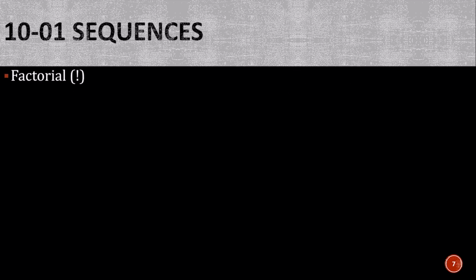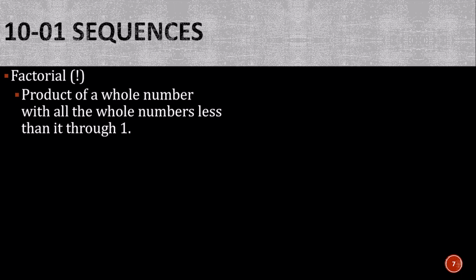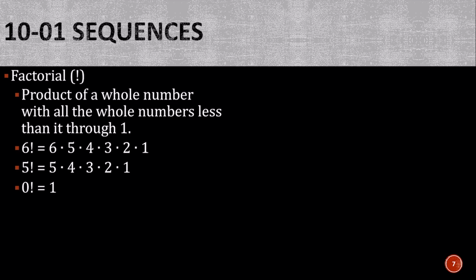The other thing we're going to look at are factorials, which use an exclamation mark. A factorial is the product of a whole number with all the whole numbers less than it through 1. For example, 6 factorial is 6 times 5 times 4 times 3 times 2 times 1. 5 factorial is 5 times 4 times 3 times 2 times 1. And by definition, 0 factorial equals 1.